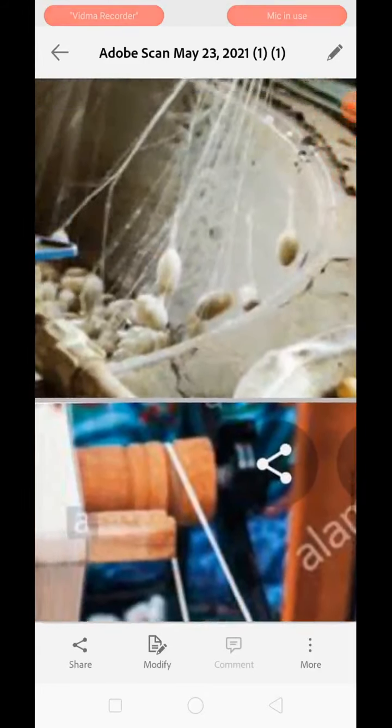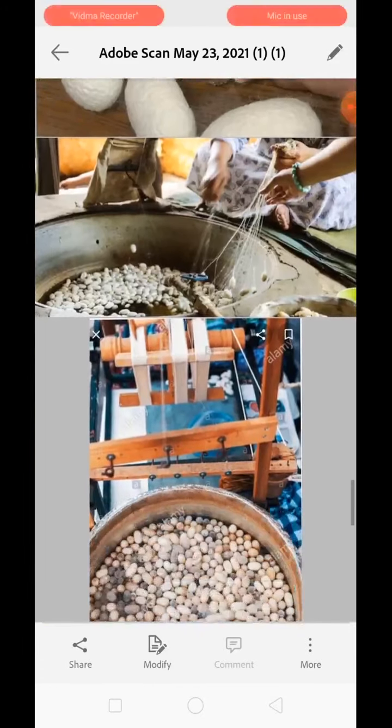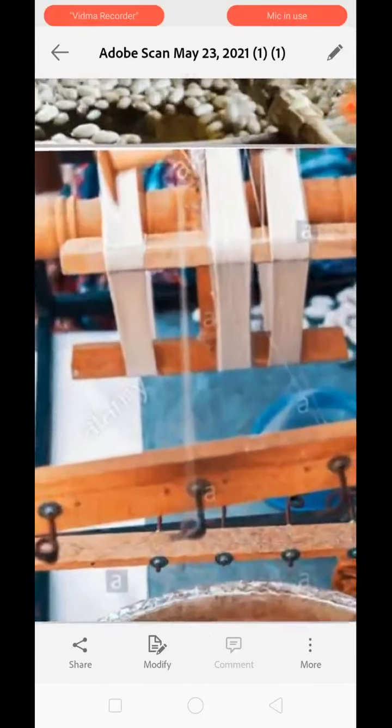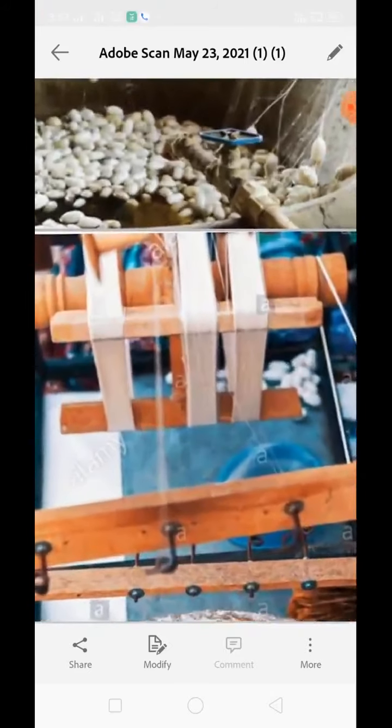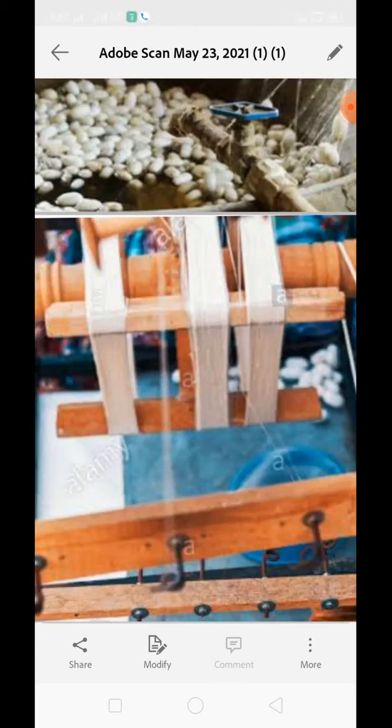But this is not a good way to collect them, because it is possible that the silk fiber can get broken. So for collecting this silk filament, we need this. This is a roller type of structure in which we roll the filaments, 5 to 6 filaments together, based on the desired size or thickness of the silk.